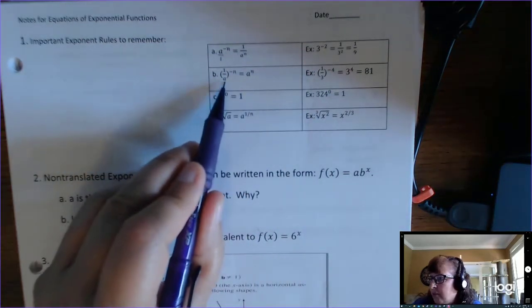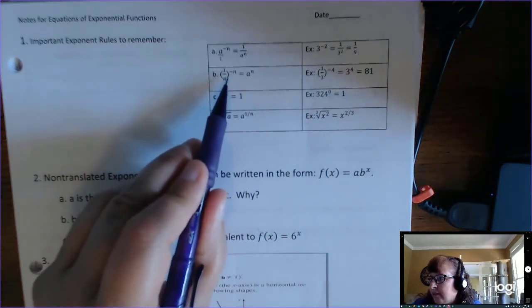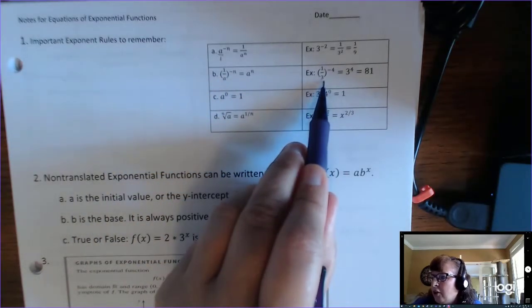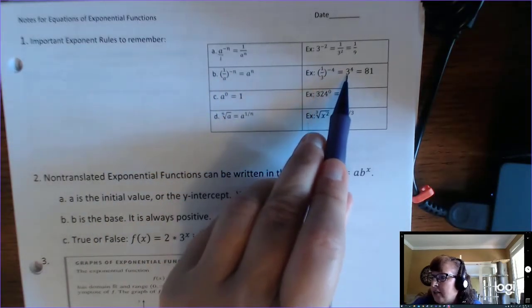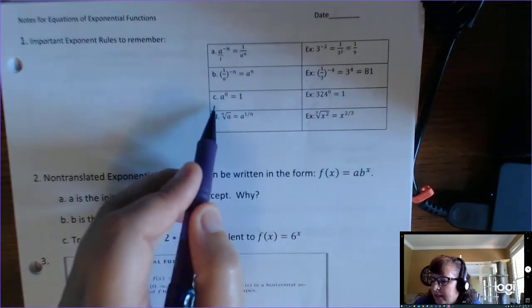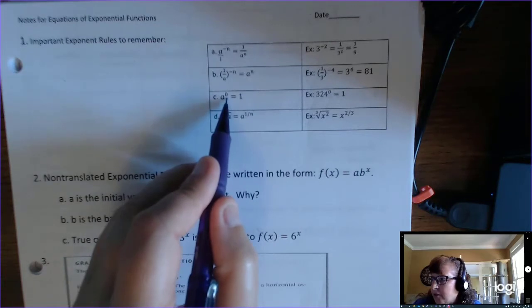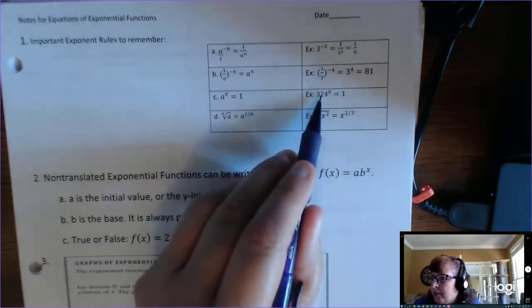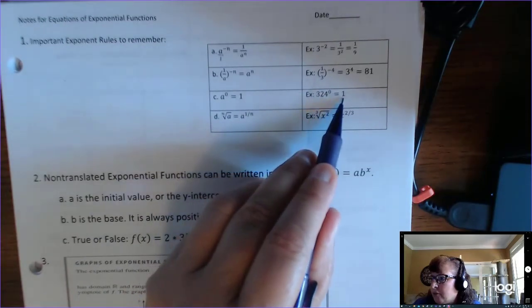Same thing here, if we have 1 over a to the negative n, we're going to flip that 1 over a, and it becomes a to the n. So if we have 1/3 to the negative 4, that's actually 3 to the 4th, or 81. Second rule, any number to the 0 power is 1. A to the 0 equals 1. So 324 to the 0 is 1.